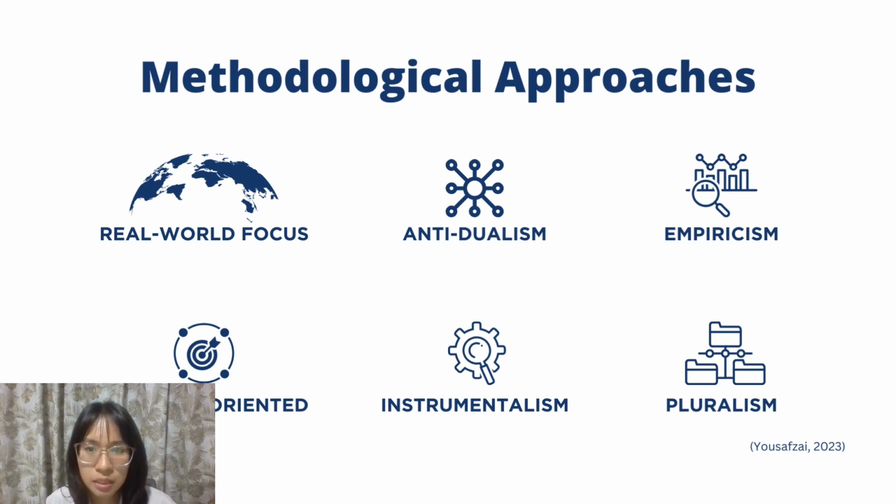It is anti-dualism. It emphasizes the interconnectedness of things. Empiricism, it is relying on empirical methods to gather evidence and test hypotheses. It is outcome-oriented. It is a method judged by its ability to achieve desired outcomes and solve real-world problems. Instrumentalism, so its tools are being used for practical purposes, not ends in themselves. And pluralism, the methodology embraces different approaches and methods, choosing the one that best suits the research question and context.